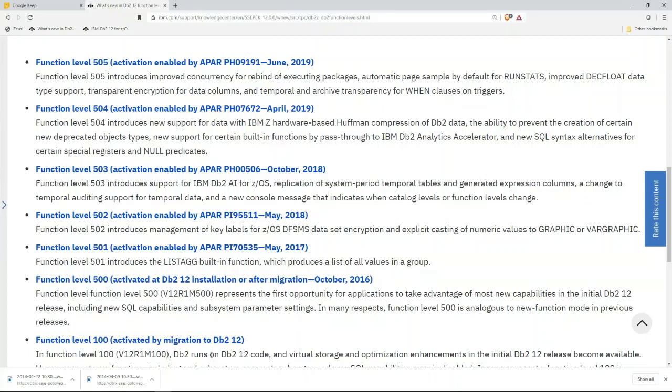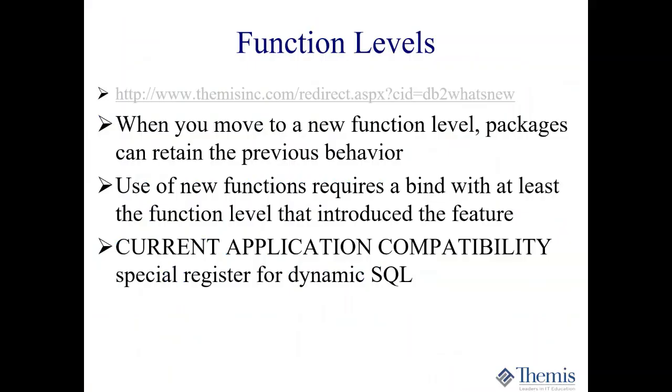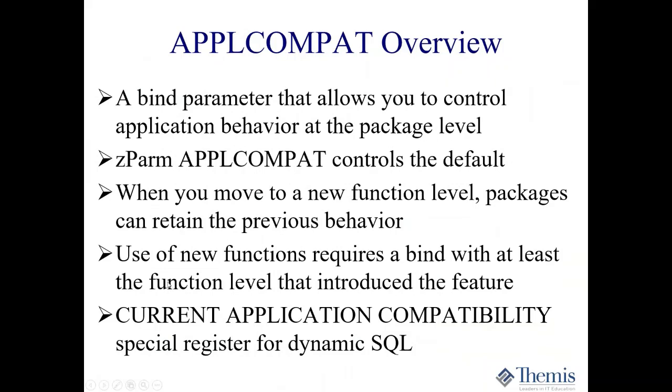So you see all these function levels that are available. They're up to 505, which was delivered over the summer. And we're here to talk specifically, in this case, about 501 through 503.